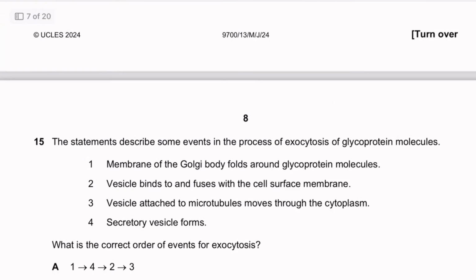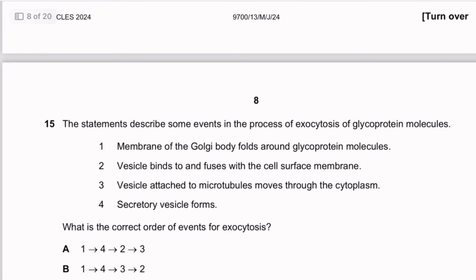Okay. 15. The statements describe some events in the process of exocytosis of a glycoprotein molecule. 1: Membrane of the Golgi body folds around the glycoprotein molecules. 2: Vesicles bind to and fuse with the cell surface membrane. 3: Vesicle attaches to the microtubules through the cytoplasm. 4: Secretory vesicles form. So what's the correct order of exocytosis?